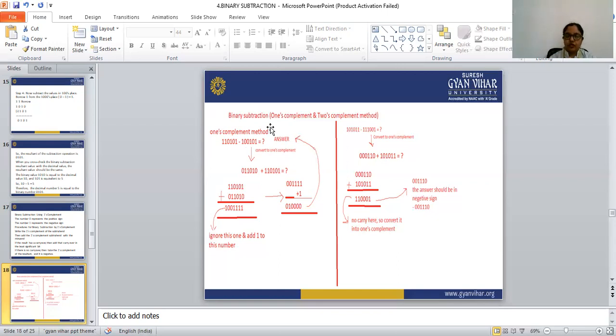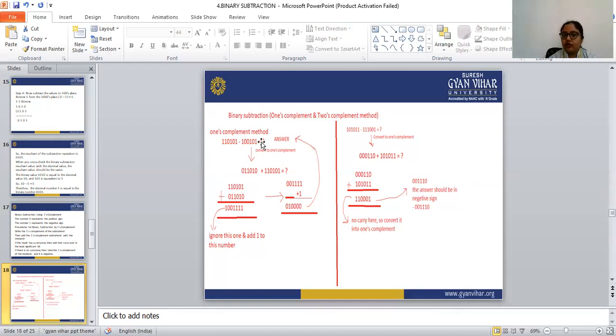Once again I will explain. These are the numbers for which we have to do the binary subtraction by using the ones complement method. So first we have to consider the second digit of this number, the second number of this question.